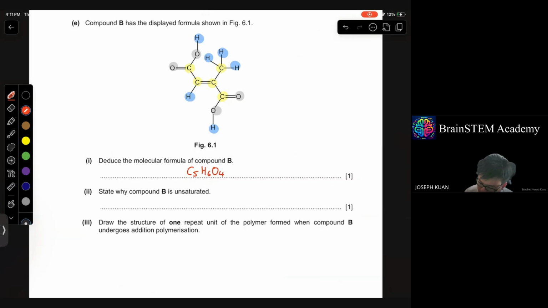Number 2, state why compound B is unsaturated. Now, so because it has carbon double bonds. Or you can say that it has a carbon bond that is not single, because saturated means all carbon bonds are single.